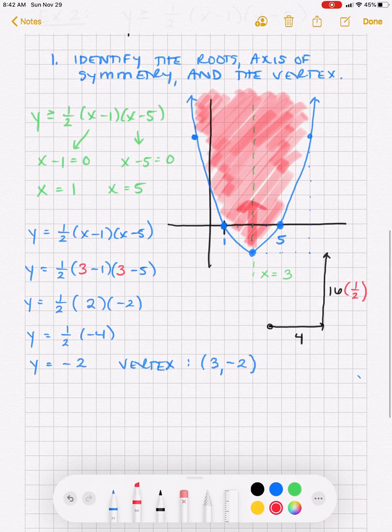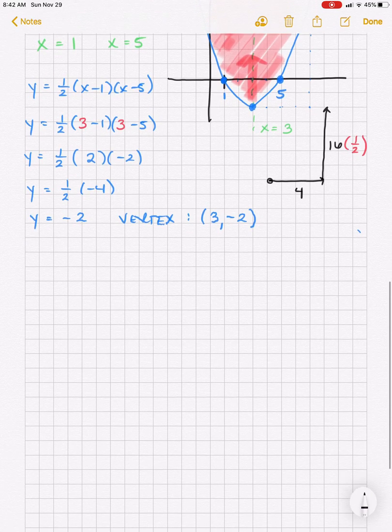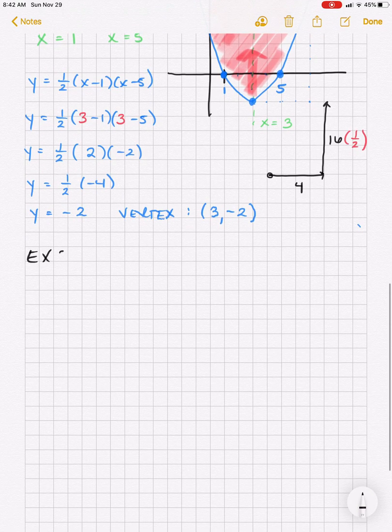All right, last problem. Let's suppose we have a system. We can solve this system by graphing.